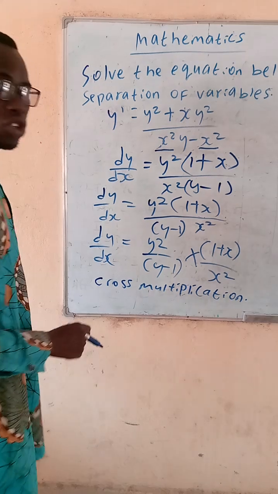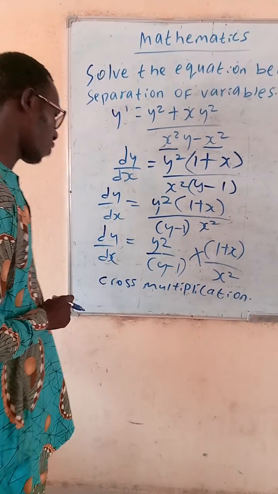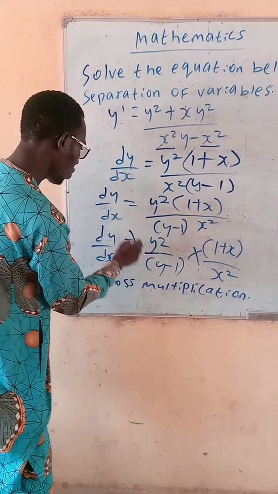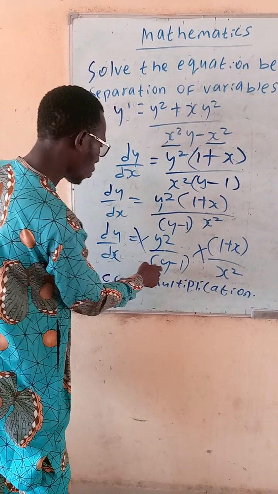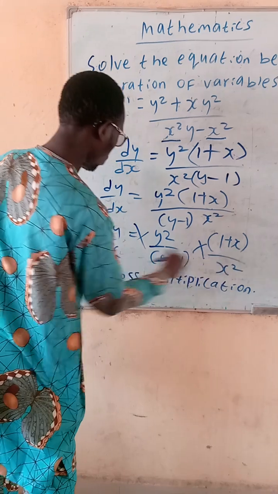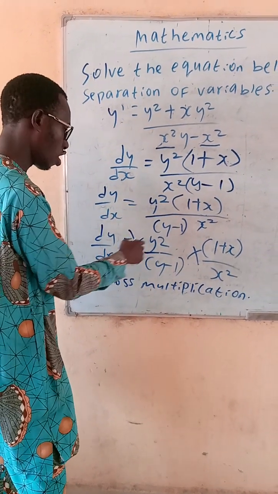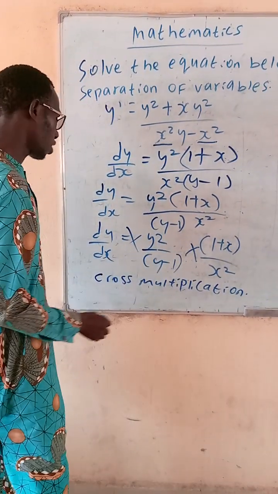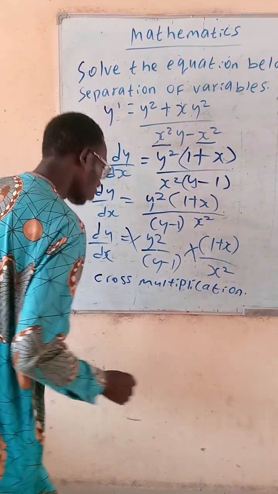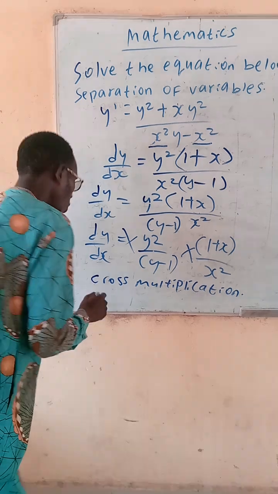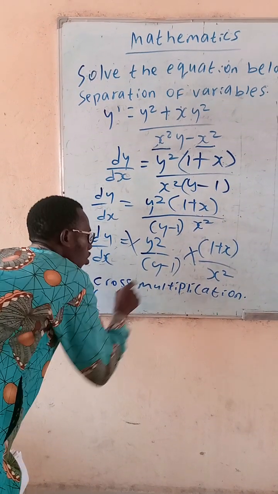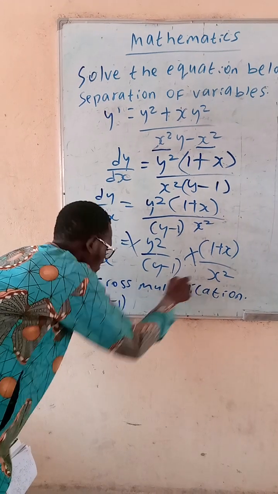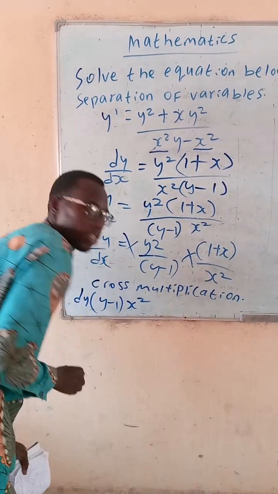We are going to cross multiply. What we're going to have here is y multiplied by y minus 1 multiplied by x squared. Then we're going to see x multiplied by y squared multiplied by 1 minus x. Have you seen that now? So when we cross multiply, what do we have now? We have y multiplied by y minus 1 multiplied by x squared.